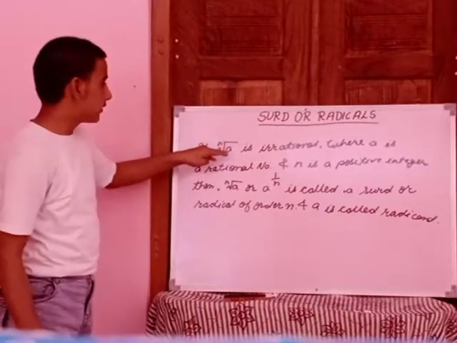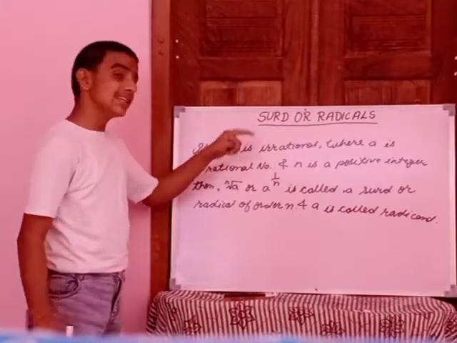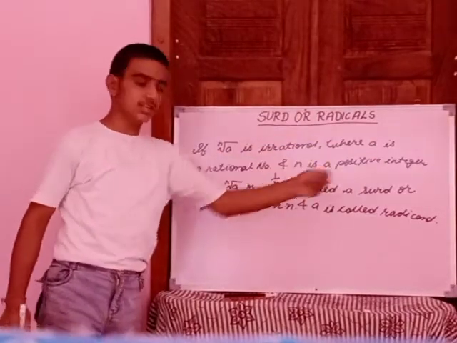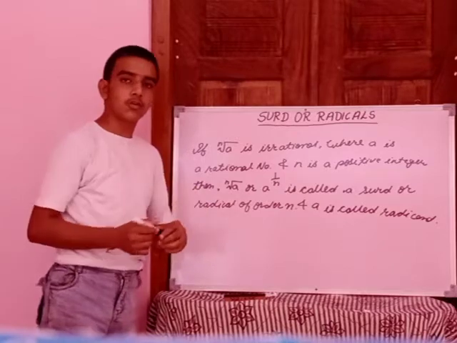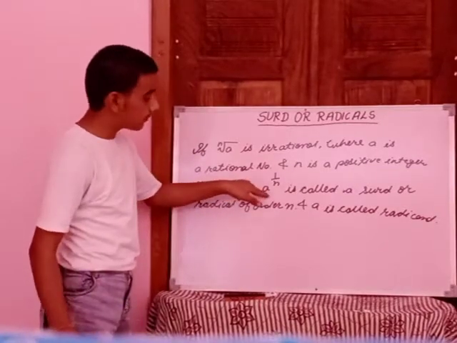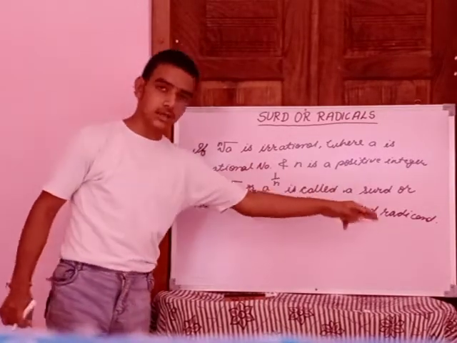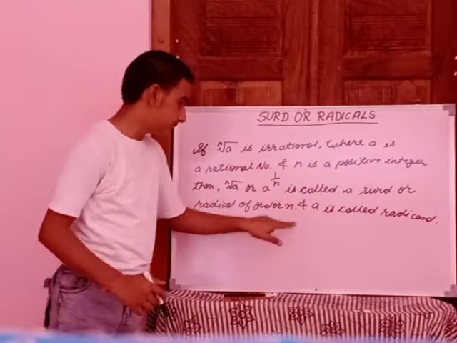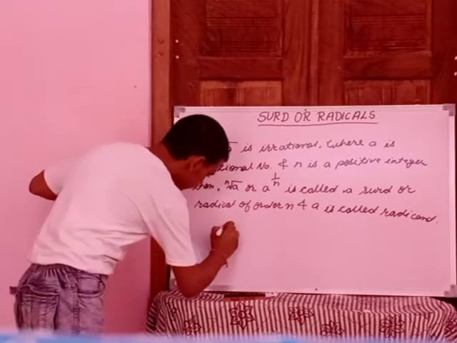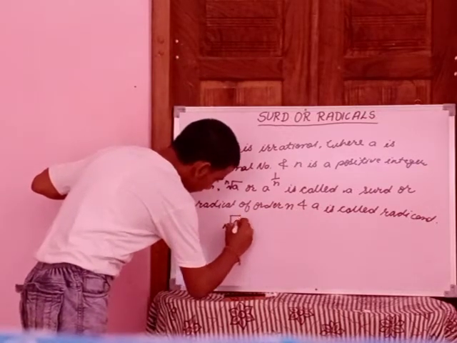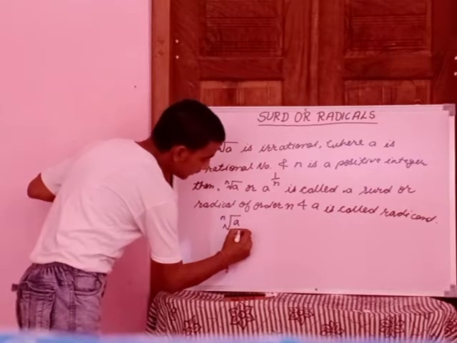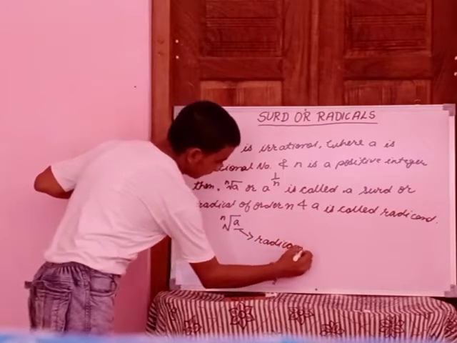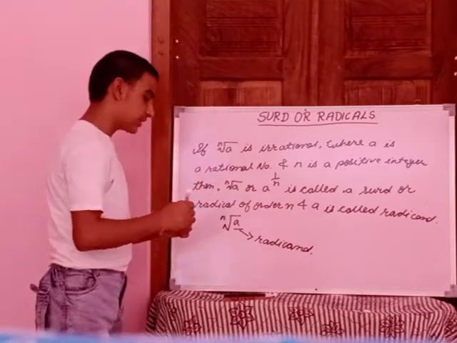If the nth root of A is irrational, where A is a rational number and n is a positive integer, then the nth root of A, or A raised to the power 1 by n, is called a surd or radical of order n, and A is called a radicand. Here A is the radicand. Now let's move forward.